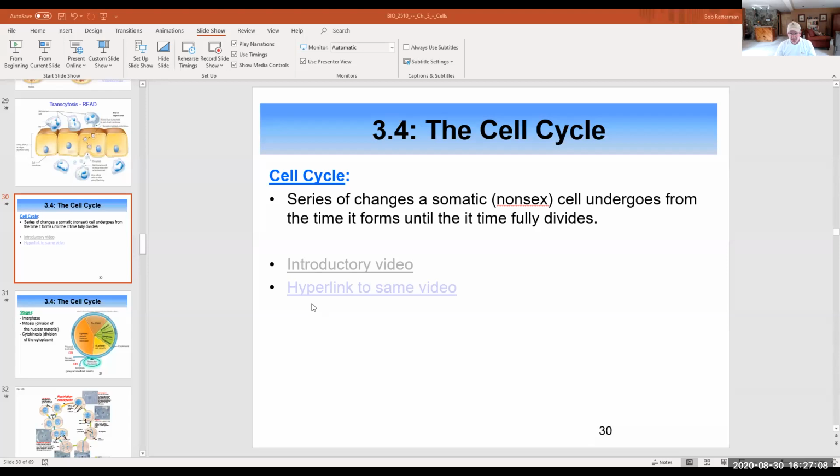Hi everyone, we're ready to pick up where we left off in chapter 3. So I'm going to share my screen so we can go right to the PowerPoint. We're going to talk about section 3.4, the cell cycle.